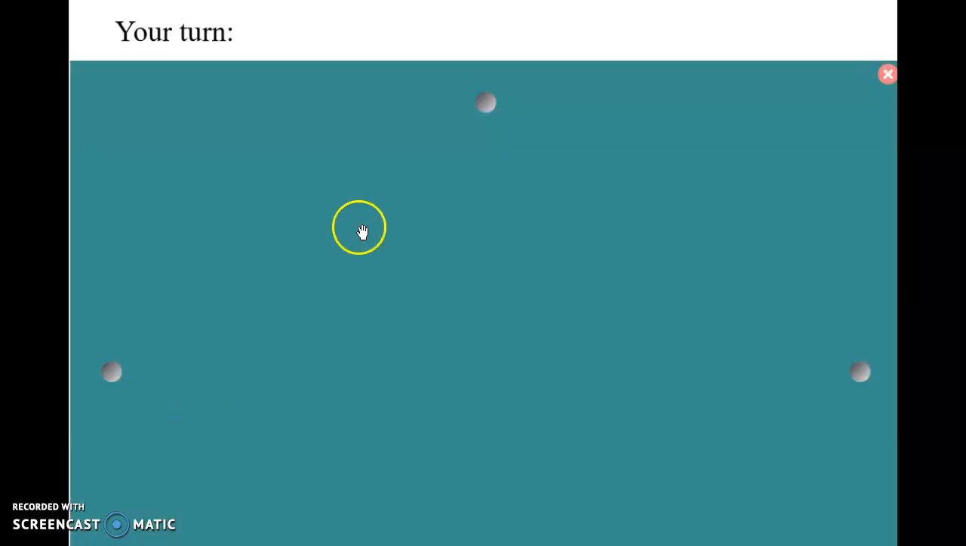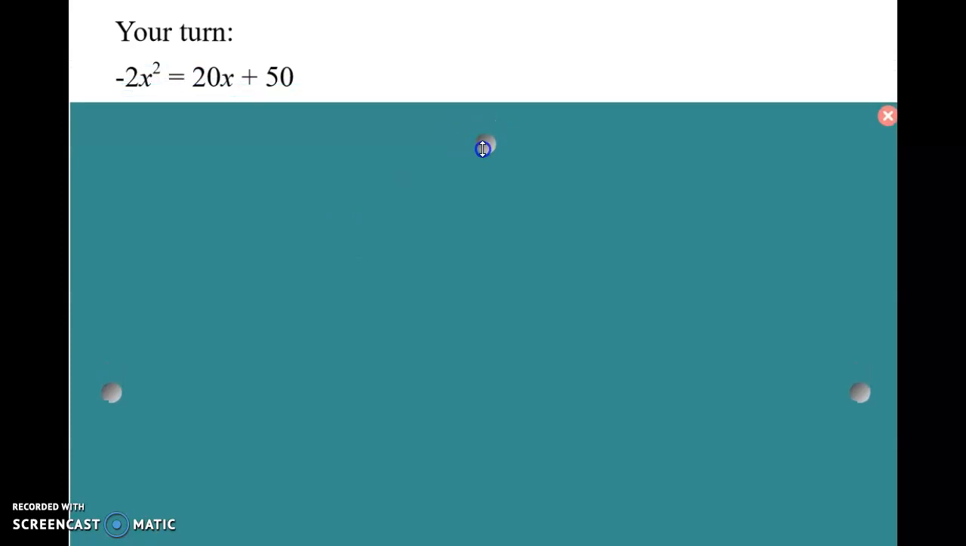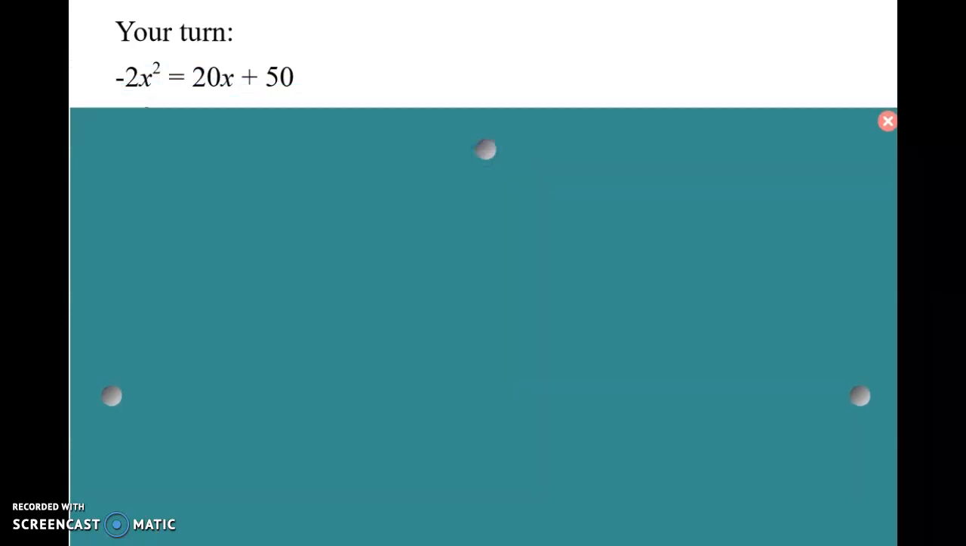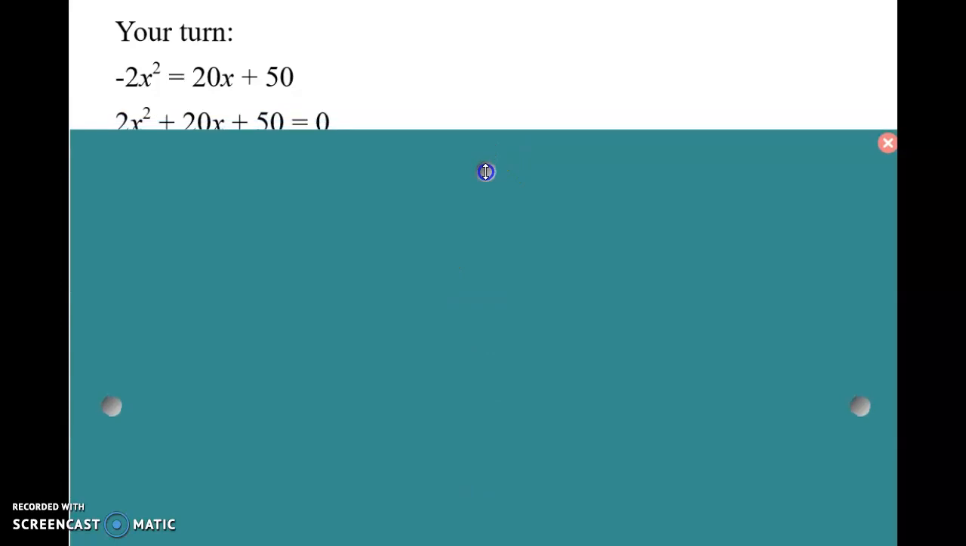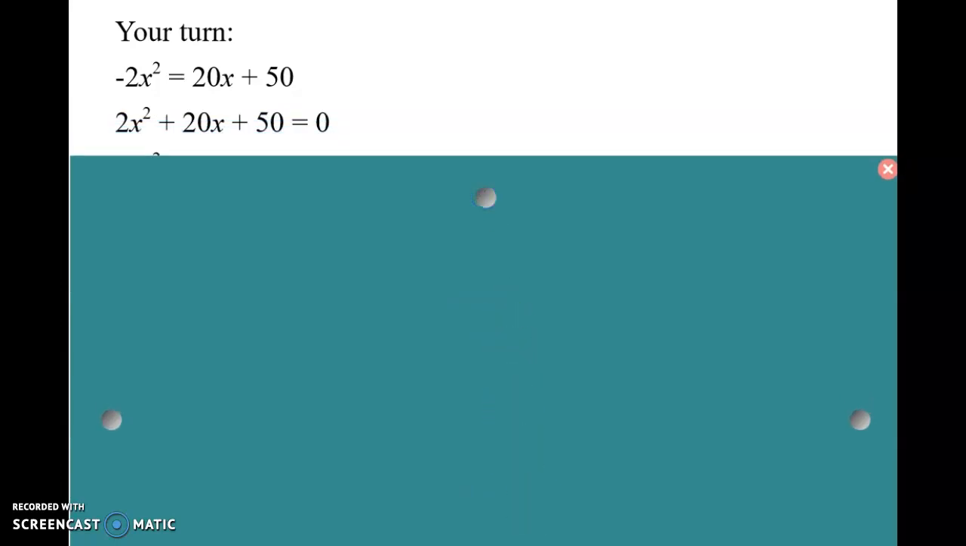Your turn. First, put this into standard form. You'll notice that when I put it into standard form, I moved the -2x squared over to the right-hand side so that all of my terms would be positive and set the whole thing equal to 0.